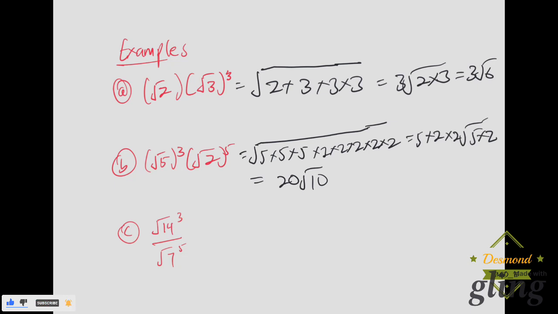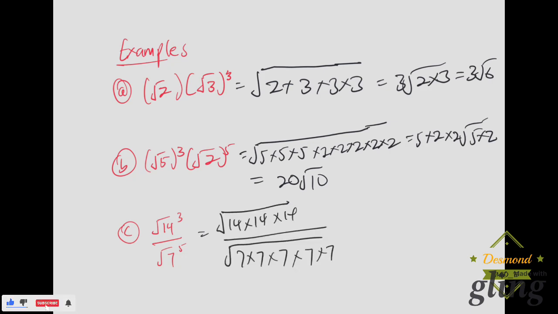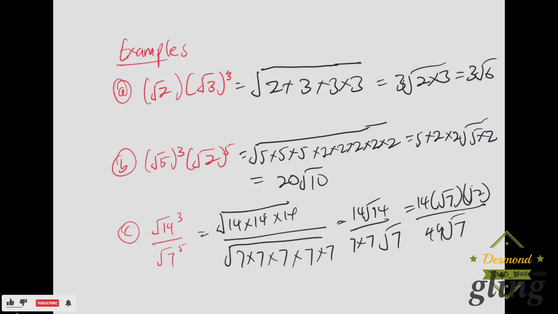Now let's look at the last example. You can also try to pause the video and try to do it on your own. So with this one, we should get something like times 7 is 5 here. So when we do it, we should get 14. Then here we get 7 times 7 root 7. Simplify it, you get 14 multiplying 49 root 7, right? So when we do everything, we should get 2 root 2 on 7. Very, very simple to do.